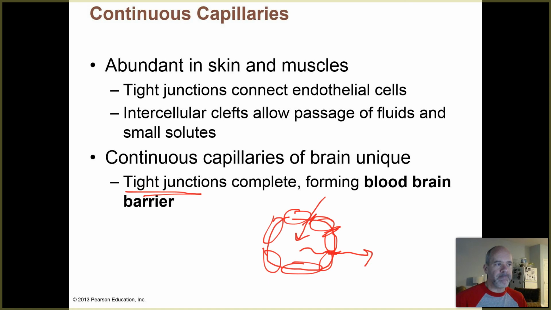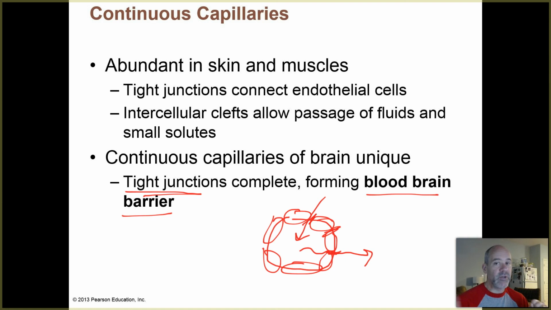So you have the walls of the capillaries passing through your brain are not quite as leaky, and that forms what's called the blood-brain barrier. That means the substances cannot move out of the capillaries and into the brain as easily as they can in other parts of the body. And the reason for that is that it provides protection to the brain.